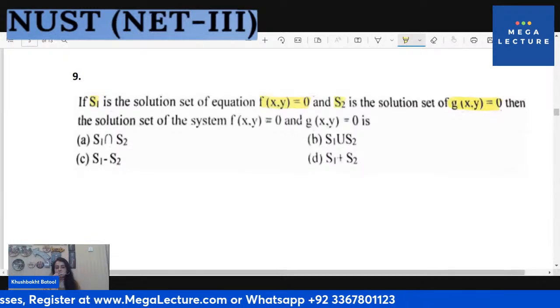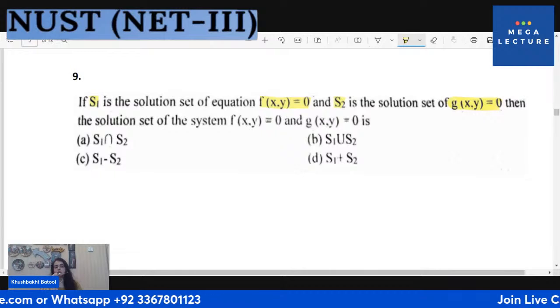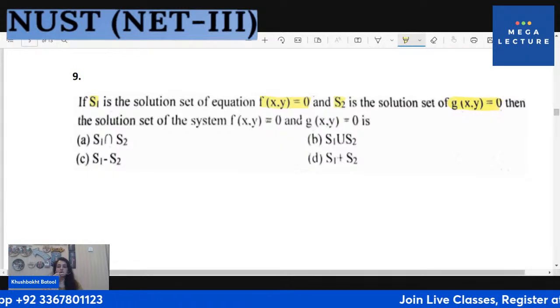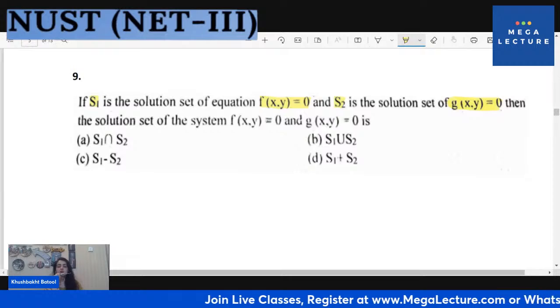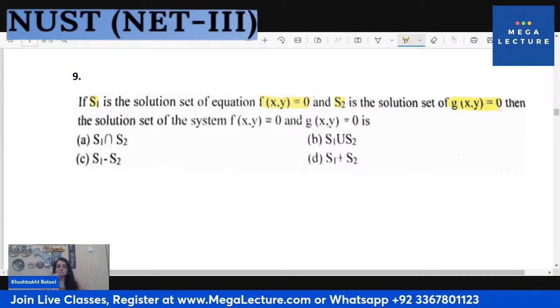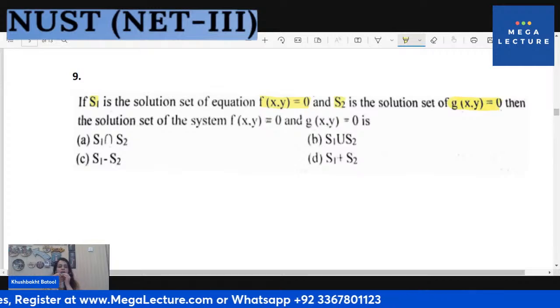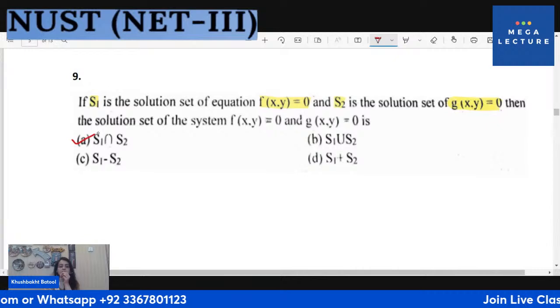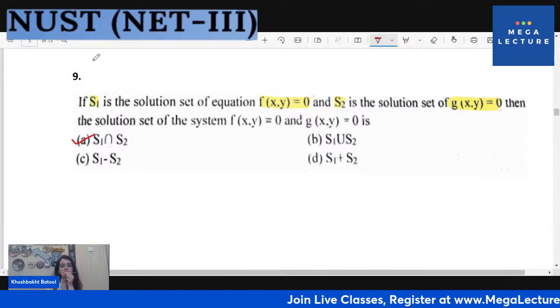Similarly, S1 is the solution set of f, S2 is the solution set of g. In order to find the solution set of this system, you need to find the common solution set. So it would be the intersection of S1 and S2. That is why the answer is going to be A in this case. You can just take a few seconds, read the question again, and in case of any questions, just ask me.